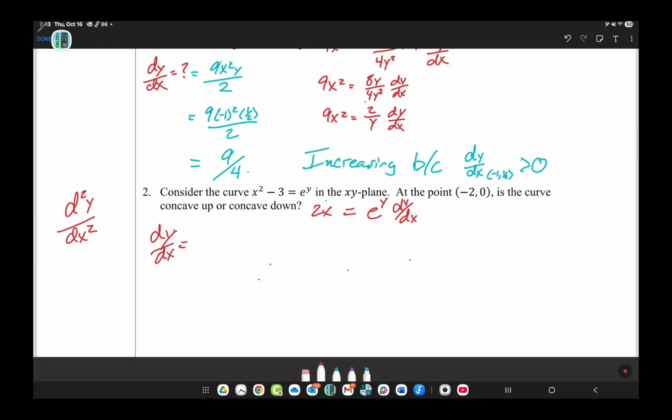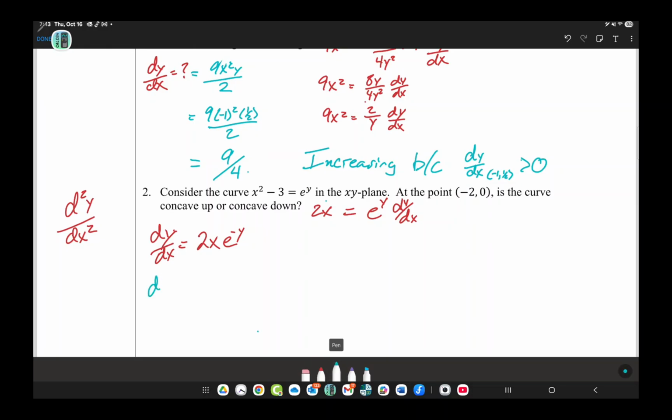is equal to 2x. Now I'm going to write this as e to the negative y, because I'd rather do a product rule than quotient rule. But if you want to do quotient rule, feel free to write that as 2x over e to the y. It's up to you.